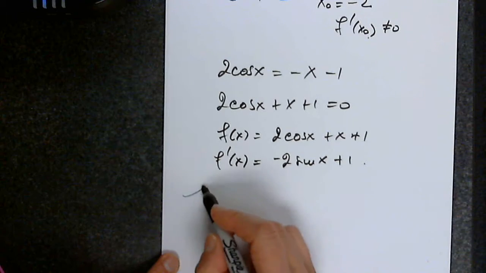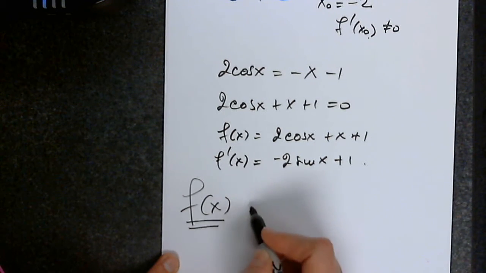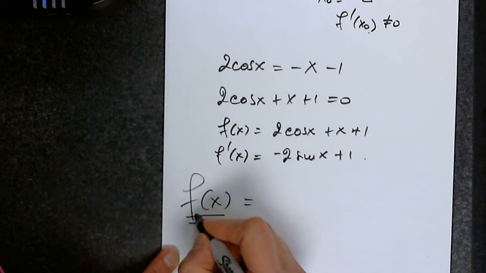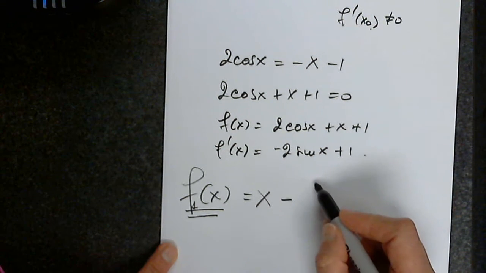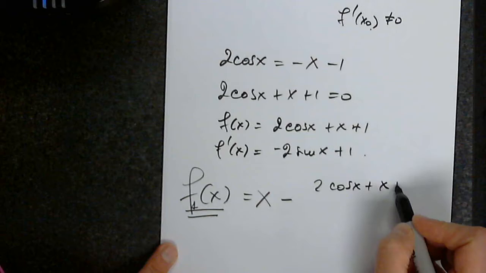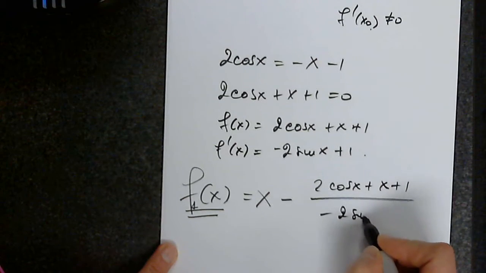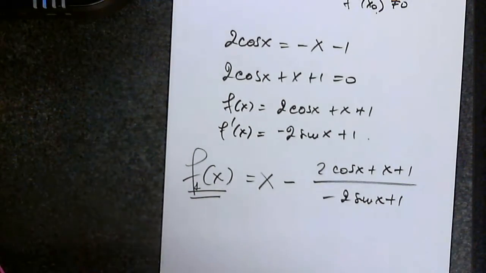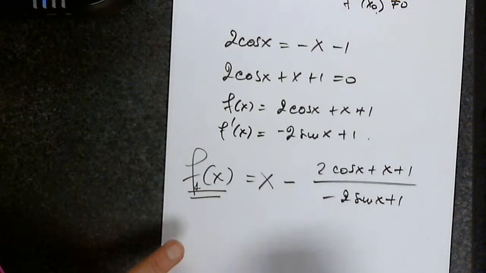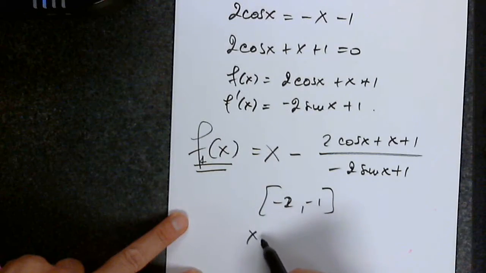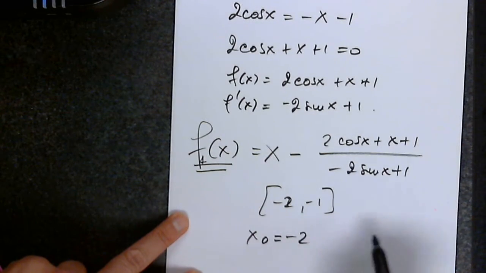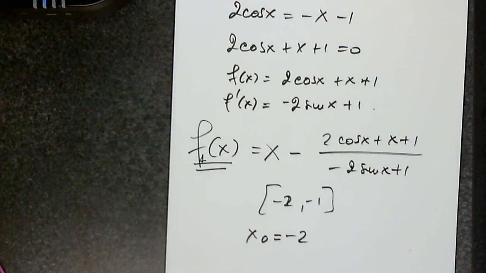So then I have a function that I want to create for the graphing calculator purposes. I should call it F1. So it's x minus (2 cosine x plus x plus 1) over -2 sine x plus 1, and this is the function I put in the calculator. You already told me that a solution exists between these two, so I'm going to start with x0 equals -2 because I know the denominator will not be 0.